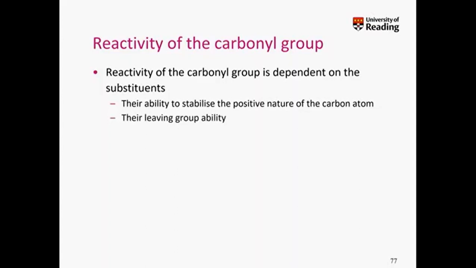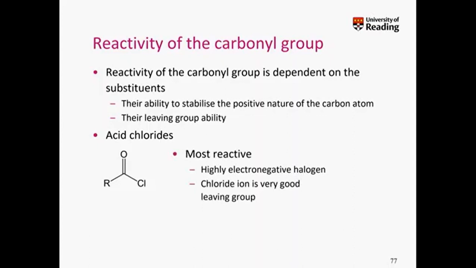So what we're going to do is go through the ones that we've seen over the course of this lecture series and put them in order. We're starting with the most reactive first. So the most reactive are the acid chlorides. So the acid chloride has a highly electronegative halogen, which means that that is going to pull electron density away from that carbonyl carbon. So by having the chloride there, it makes this carbonyl carbon far more delta positive than it would have been without that chlorine. And the chloride ion is also a very good leaving group. So those two things together mean that this is going to be a really reactive carbonyl species.